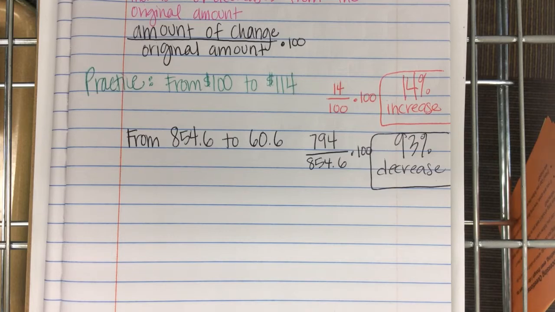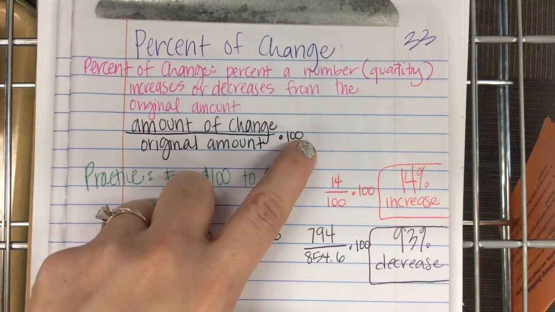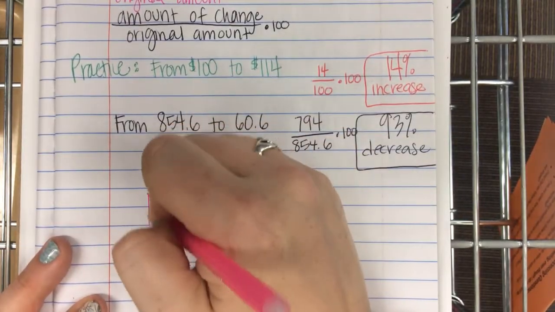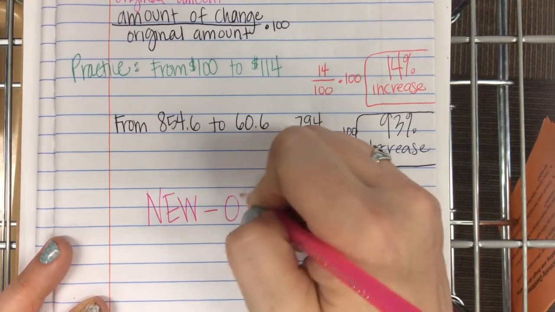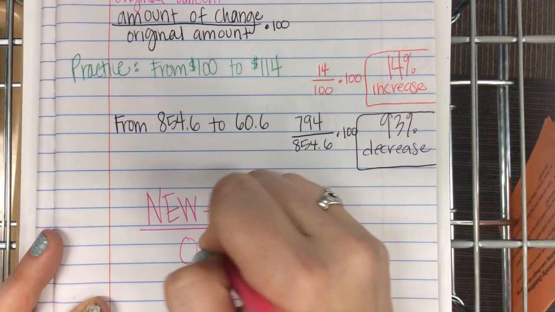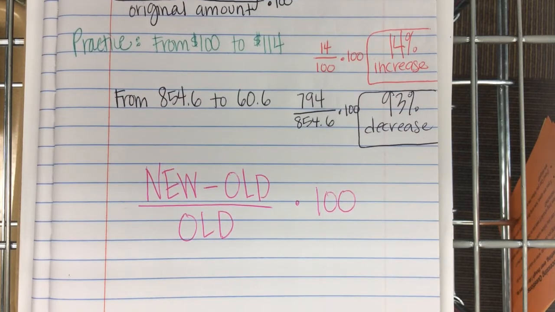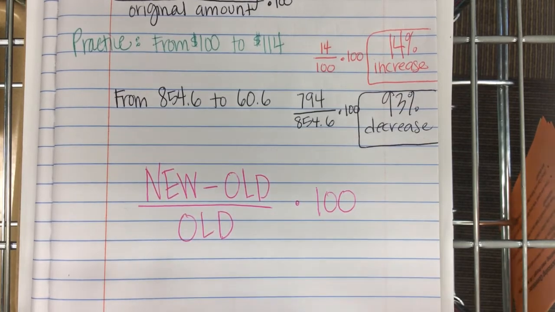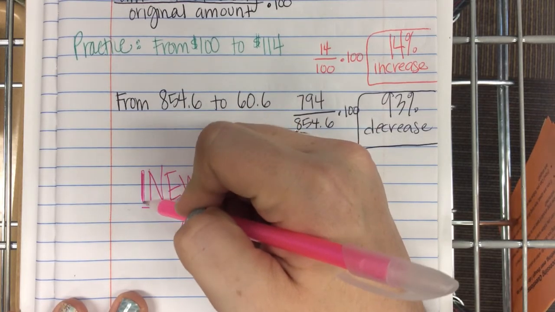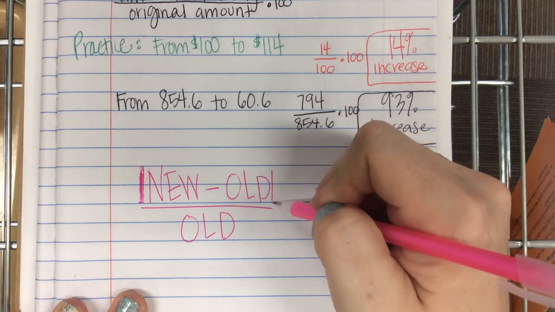Okay, so there's another way of saying this whole formula. The amount of change divided by the original amount times 100, right? Another way of saying that is new minus old divided by old times 100. The new price minus the old price divided by the old price times 100. But here's my problem. This sometimes gives you a negative. And I don't want negatives. So it's not really new minus old, it's the absolute value of new minus old.